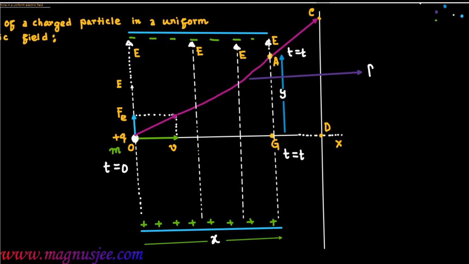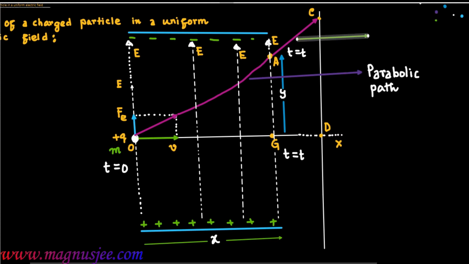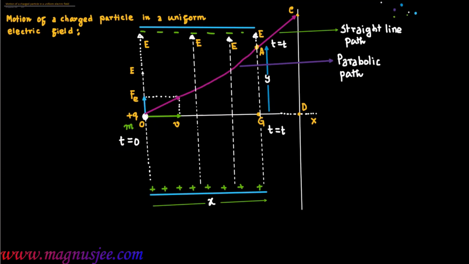This path is a parabolic path within the uniform electric field. This path is the parabolic trajectory or parabolic path described by the positively charged particle moving in a uniform electric field, and it tries to enter perpendicular to the direction of electric field. Beyond the electric field, that means beyond the point A, the charged particle travels along the straight line AC.